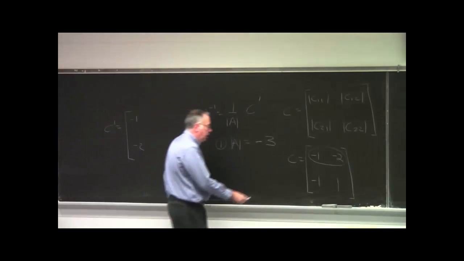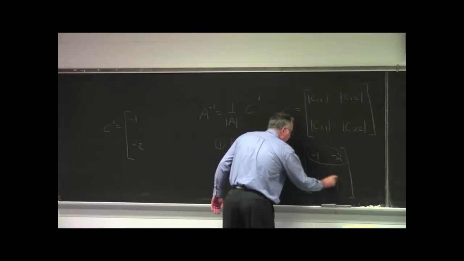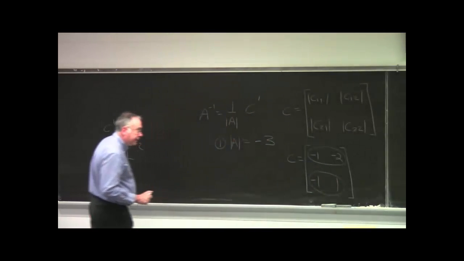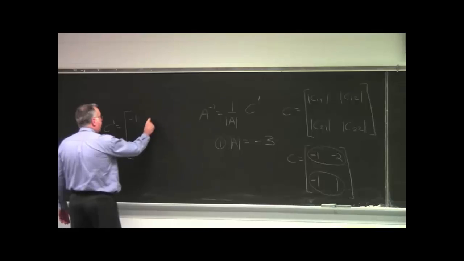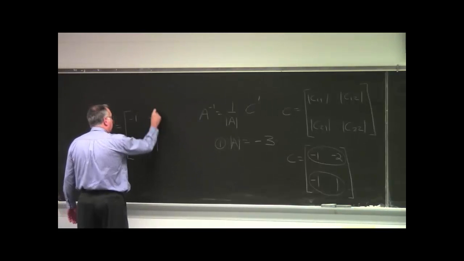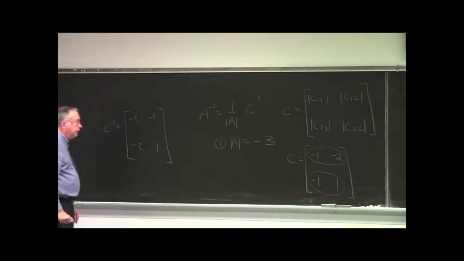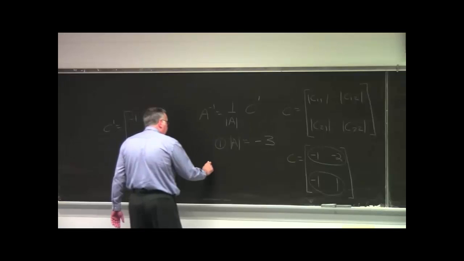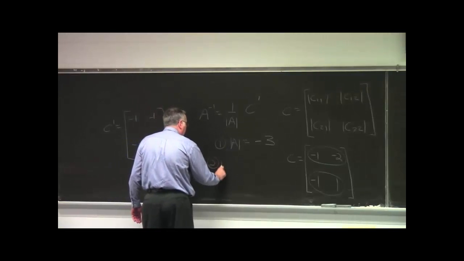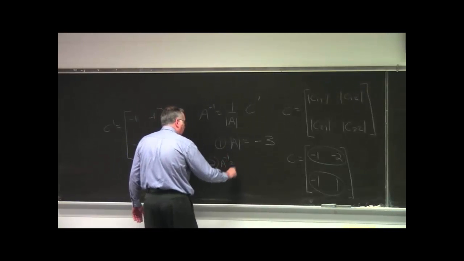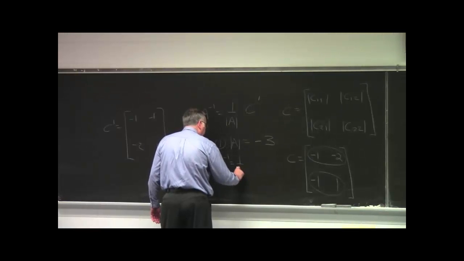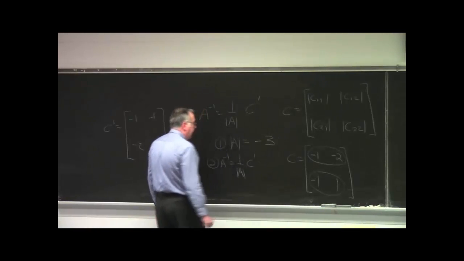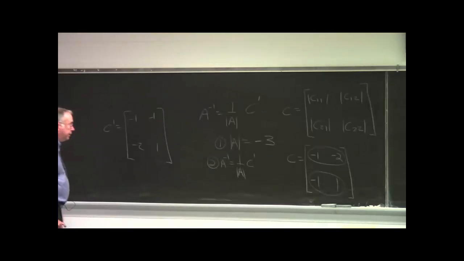Take this row, and in C transpose, it becomes the second column. Okay. So next is easy. Once we have C transpose, then you just calculate A inverse. And it's just 1 over the determinant of A multiplied times C transpose.